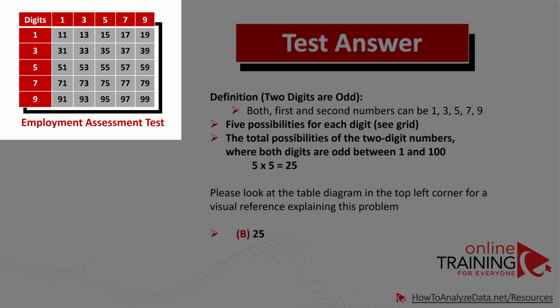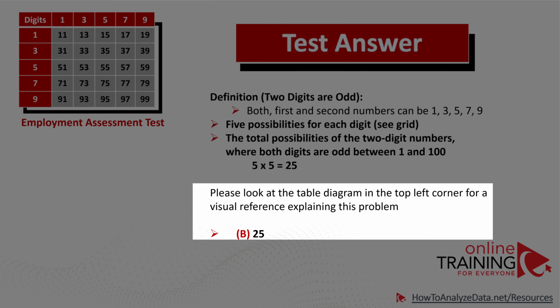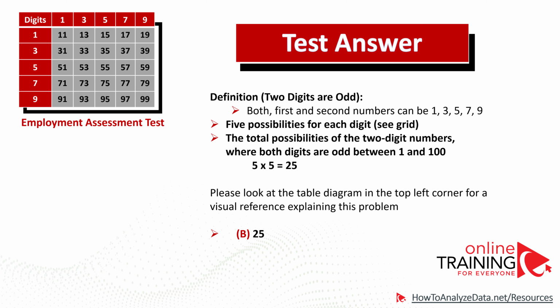So the correct answer here is choice B, 25. There are 25 numbers between 1 and 100 where both digits are odd. Hopefully you've nailed this question and now know how to answer it on the test.